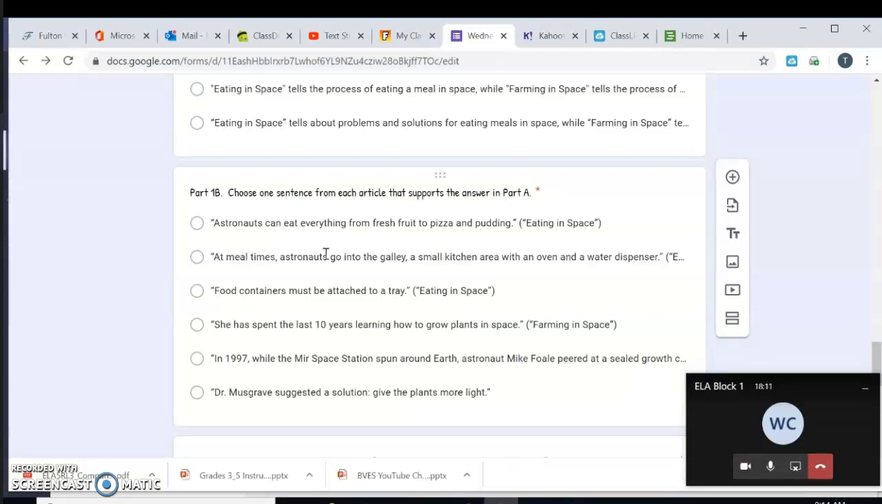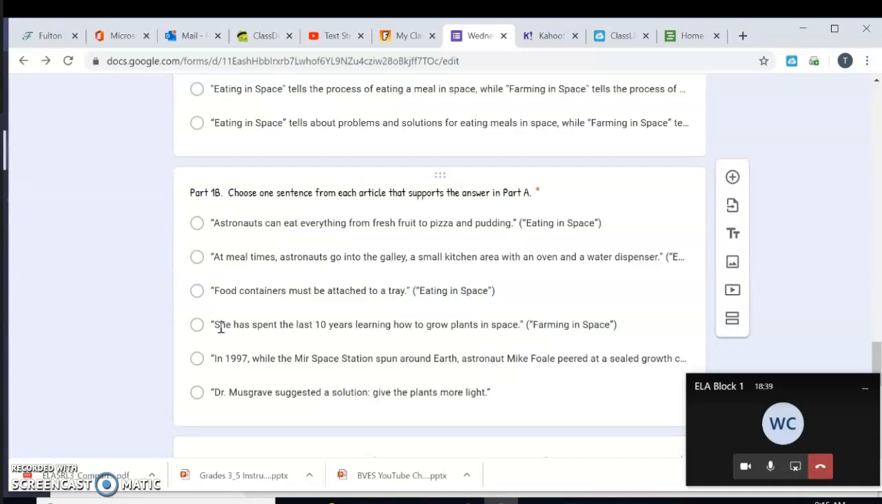At meal times is a clue to let you know that this matches the text structure for eating in space. When we look at letter C, it says, food containers must be attached to a tray. Okay, you're just giving me information. You're not really telling me anything. That sentence doesn't support eating in space being a sequence, so we can rule that out.